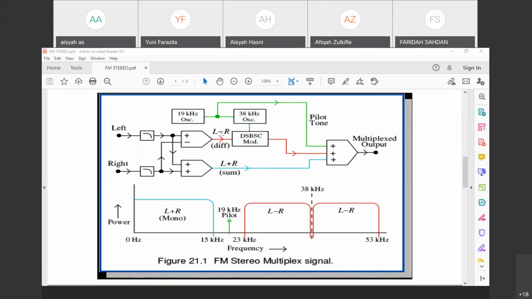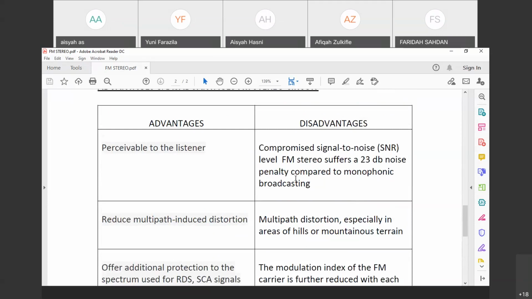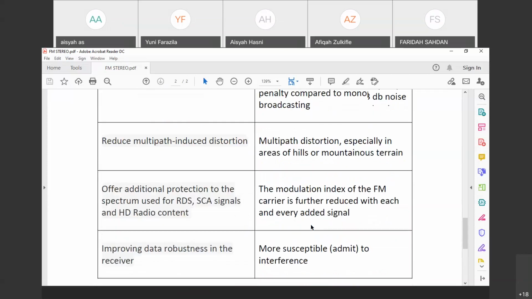And for the advantages: additional protection to the spectrum used for the signals and HD radio, and lastly, improving data robustness in the receiver. For the disadvantages, the first one is compromised signal to noise, the noise penalty compared to more, especially index of the used with each signal, and lastly more appearance.